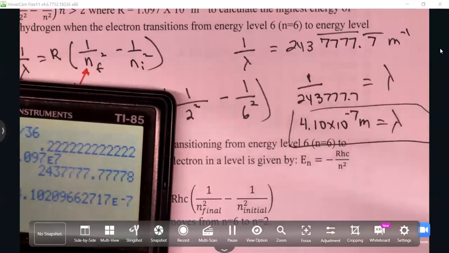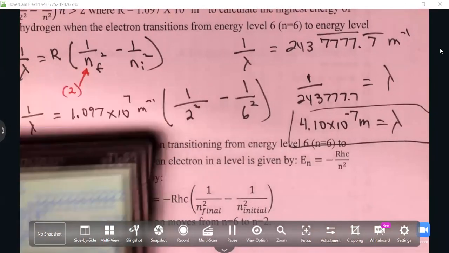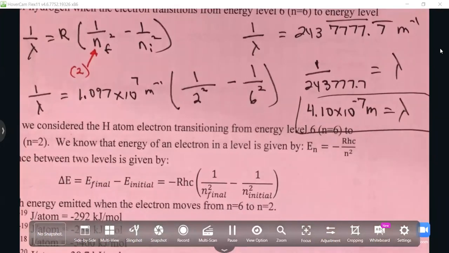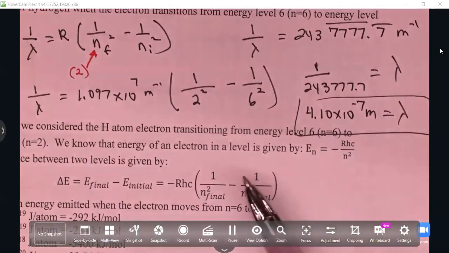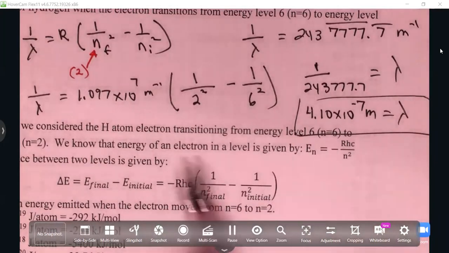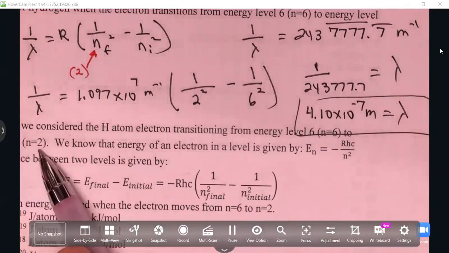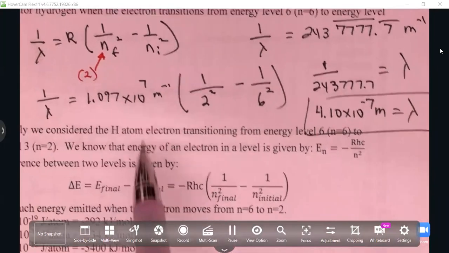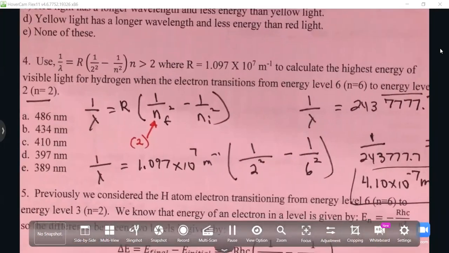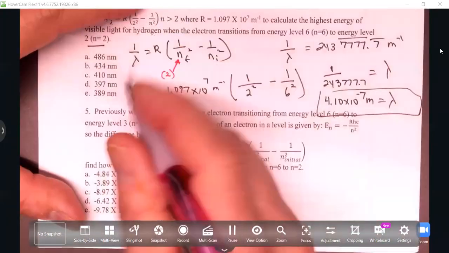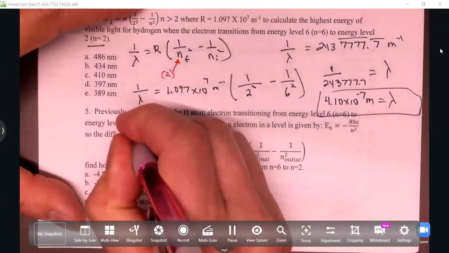Okay, what else do we have in this quiz? Yes. 5. Okay, so previously we considered the hydrogen electron transitioning from energy level 6 to energy level 3. That should be n equals 3 then, that's a typo. And actually, in question 4, it should be 2. Looks like I got a typo.